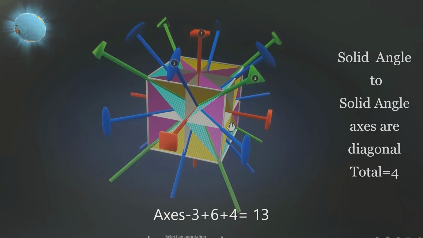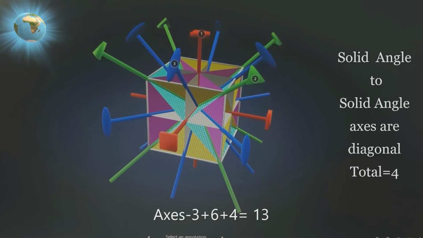Just remember before you go, front to back axis is A1 axis, right to left is A2 axis, and top to bottom is A3 axis. Front end of A1 axis is positive, right hand side end of A2 axis is positive, top end of A3 axis is positive. All three axes are equal in length and are perpendicular to each other.